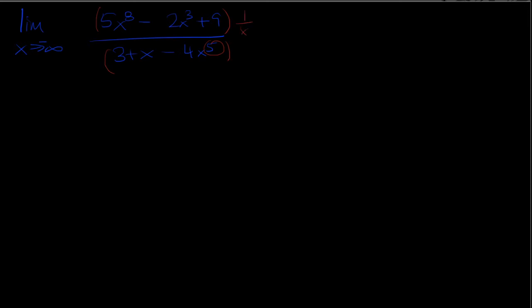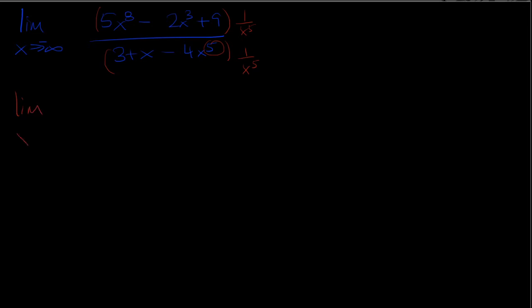Let's begin. We have the limit as x approaches negative infinity of 5x to the 8th minus 2x cubed plus 9 over 3 plus x minus 4x to the 5th. First step is to identify the greatest degree in the denominator. That would be the 5th degree. So we're going to multiply the top and the bottom by 1 over x to the 5th.